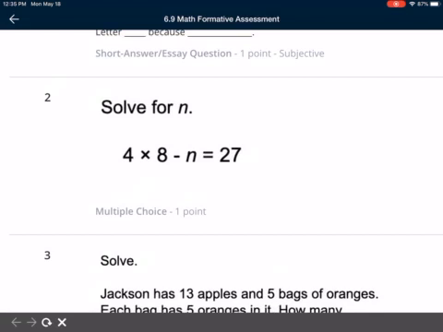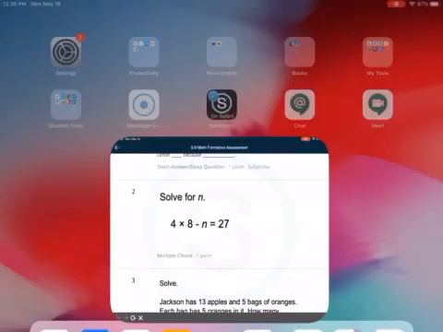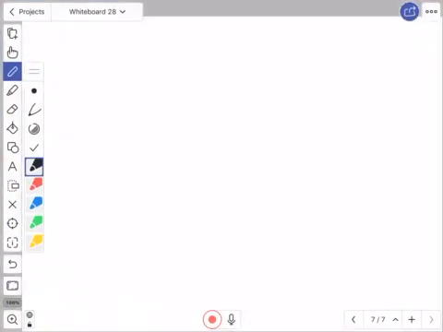Number 2 says solve for n: 4 times 8 minus 9 equals 27. Now this goes back to the order of operations again. If the whole equation was there, I would still do multiplication first, then the subtraction. But the big part is I'm trying to figure out what the n is. When I look at that equation, I know that I can only do the 4 times 8 first anyway. Now I'm going to use a different example here for you.